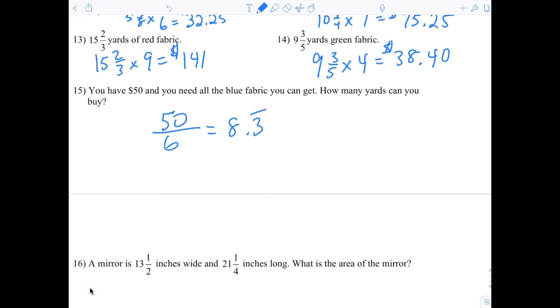8.3 repeating, but we know that 3 repeating is what fraction? 3 over 9. And that reduces to? 8 1/3. And it would be 8 1/3 what? 8 1/3 yards. All right.